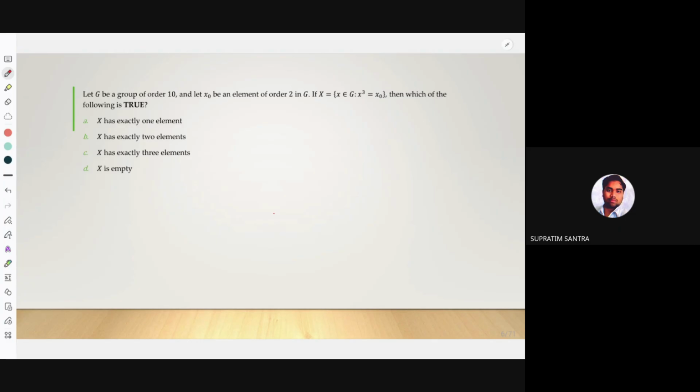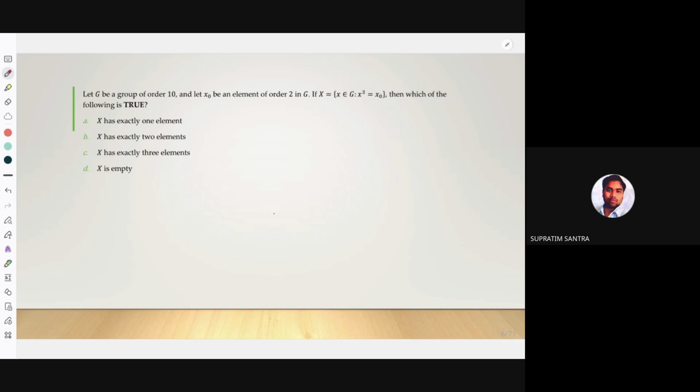Let G be a group of order 10 and x0 is an element of order 2 in G. Now we are given this set X, which is basically the set of all x in G such that x cubed is equal to x0. We are asked to find the cardinality of X. So with the given information, how can we work this problem out?